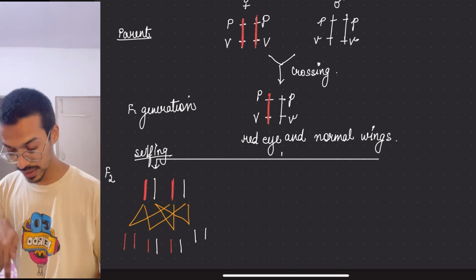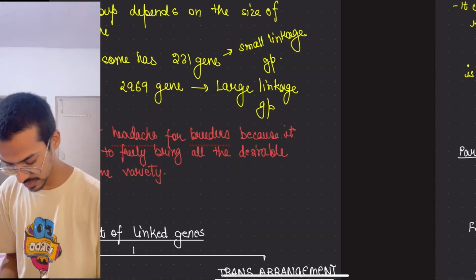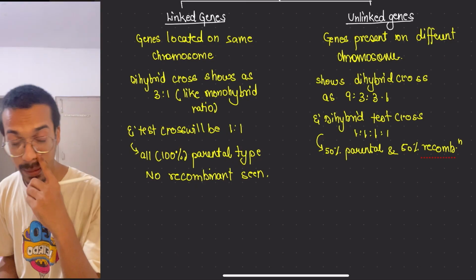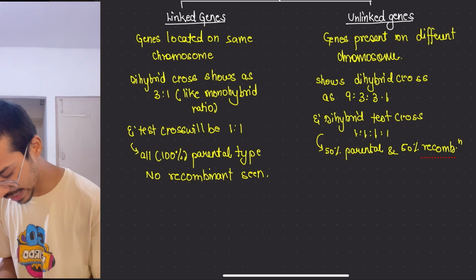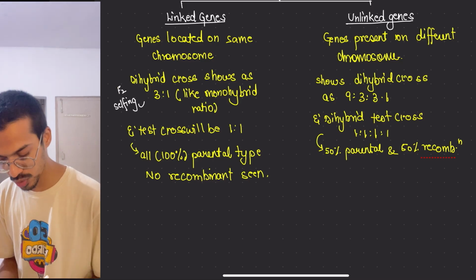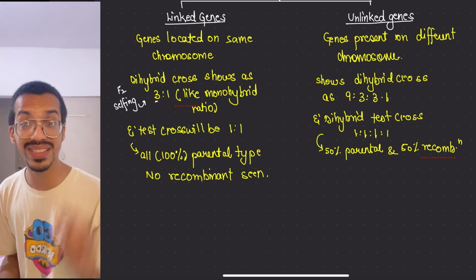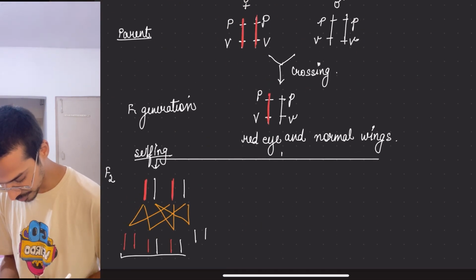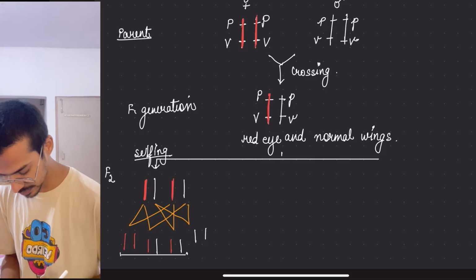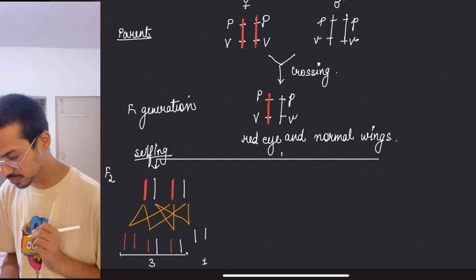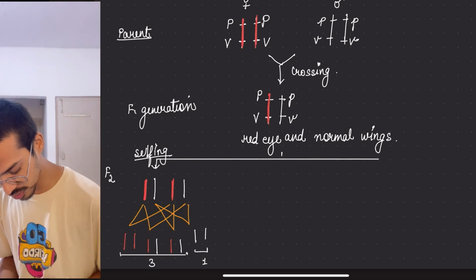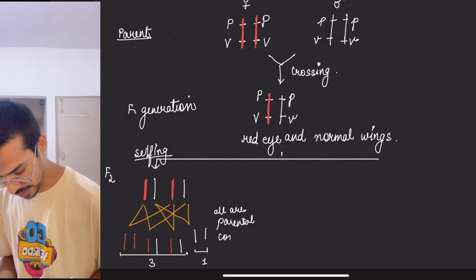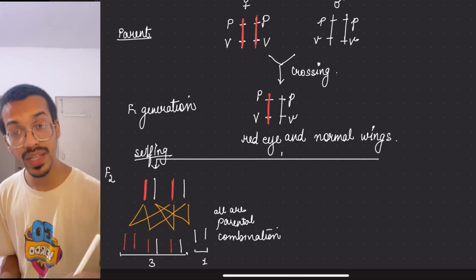So what happened in selfing? Come back, see it here. We said that if we do the selfing, the dihybrid cross shows the F2 generation, meaning when selfing is done, 3:1. 3 would be the dominant character showing, 1 would be the recessive character showing, right? So see here what happened. These 3 are all capitals, so these 3 will show the dominant character, and this one the recessive character. So actually all are parental combinations.